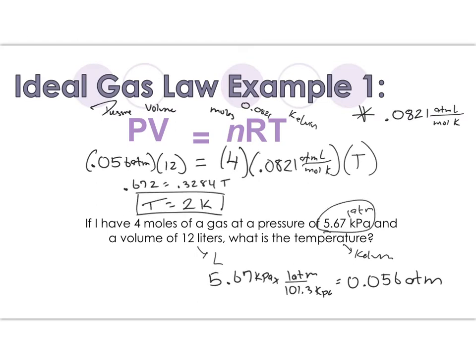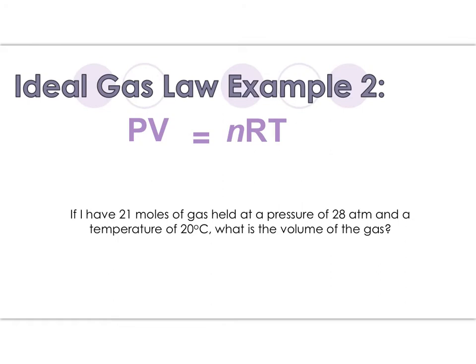Right? Perfect. So your second example tells you that if I have 21 moles of a gas held at a pressure of 28 atm and a temperature of 20 degrees, what would the volume of the gas be? All right, so you can plug in the information that's given to you in the problem. You have 21 moles. You know your rate constant is always going to be the same number.